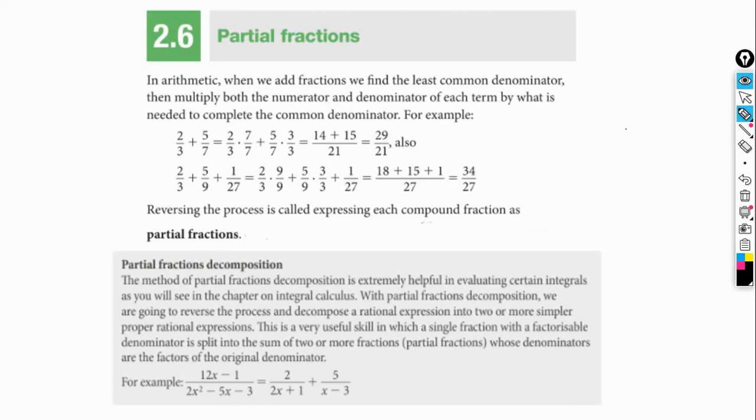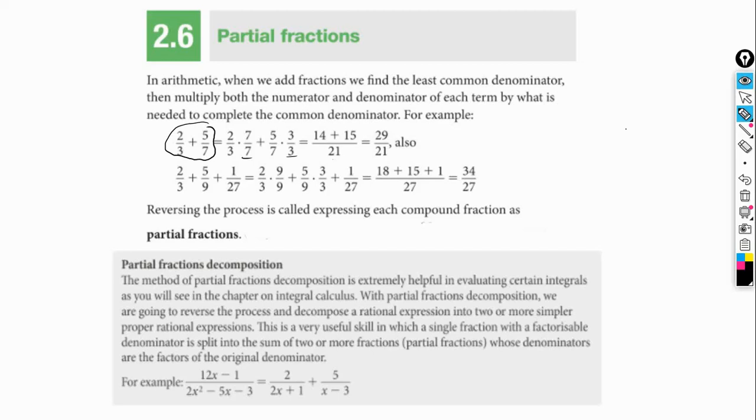For example, let's say we are adding 2/3 plus 5/7. Well, we know that the common denominator is 21. Therefore, we multiply this by 7/7, and we multiply this other term by 3/3. We get 14 plus 15 over 21, and that finally gives us 29 over 21.